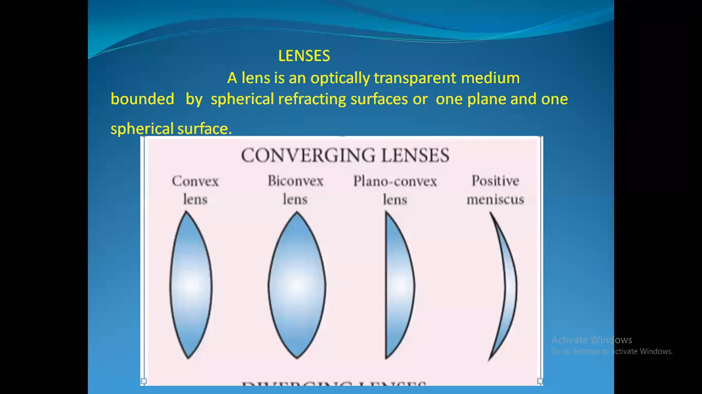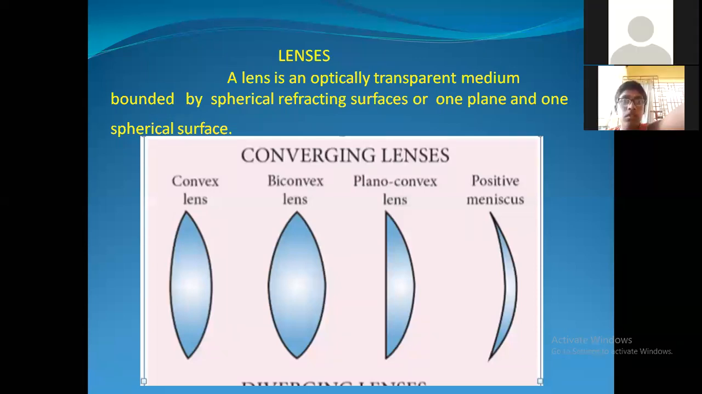Optically transparent medium bounded by the spherical refracting surfaces. What is refracting, not reflecting? Reflecting surfaces means mirror. Here, refracting surfaces, spherical refracting surfaces, are one plane and one spherical surface.